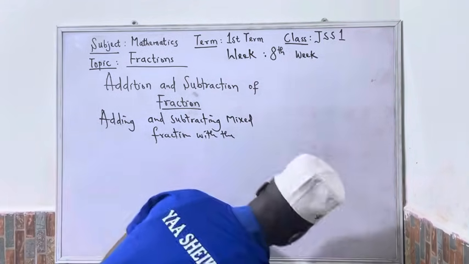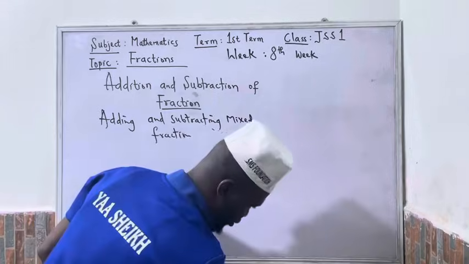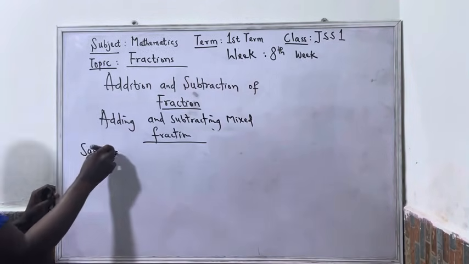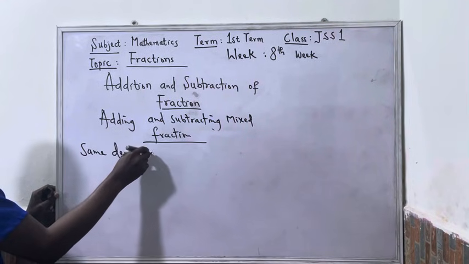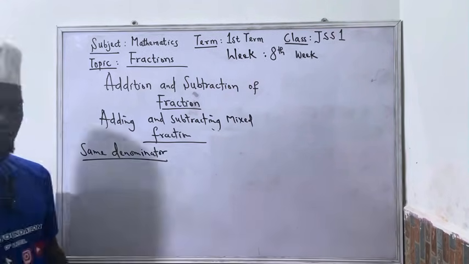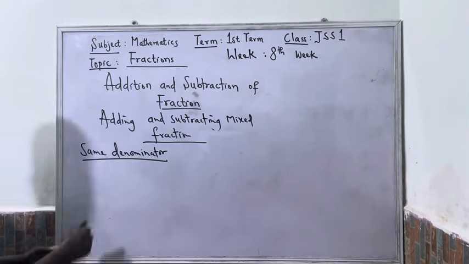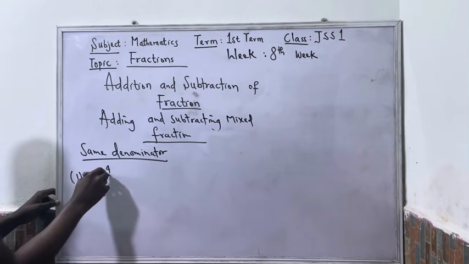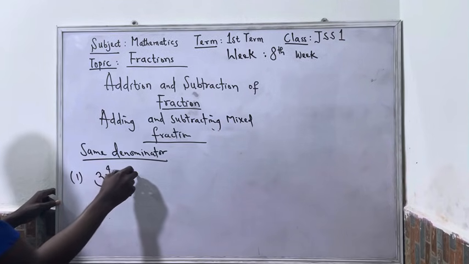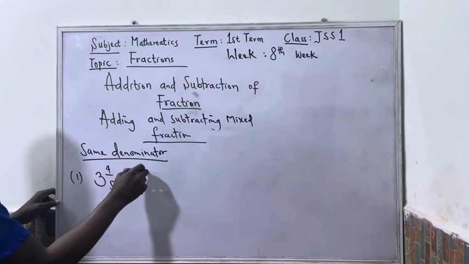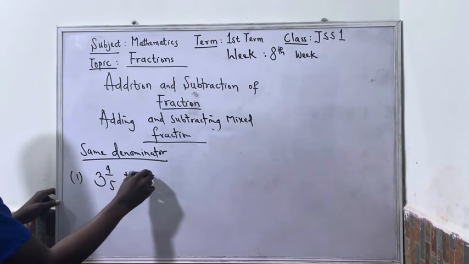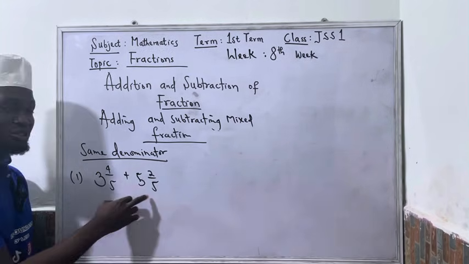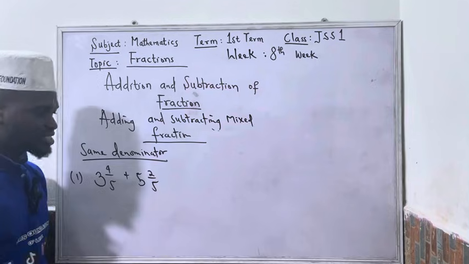Okay, sorry, let me just clean this. The topic will be too long like that. So same denominators, that's what we are starting with. So those ones with the same denominator, but they are mixed fractions. Let's go with that. So if we have 3 whole number 1, 4 over 5, plus 5 whole number, 2 over 5. So what do you observe here? We are having same denominators, but these are mixed fractions.